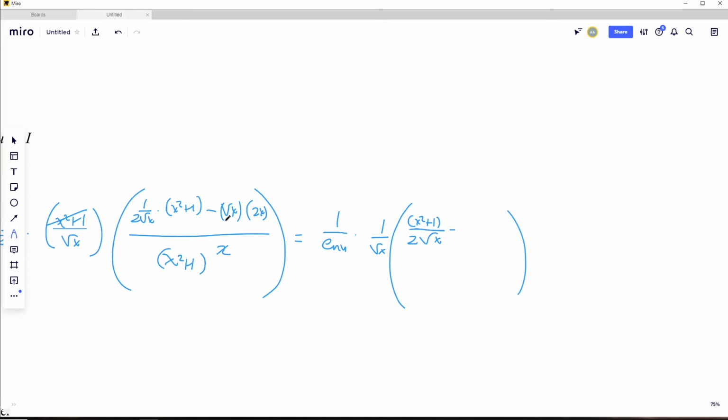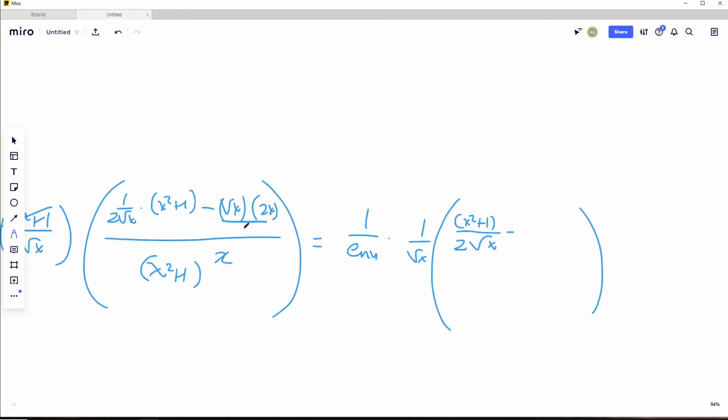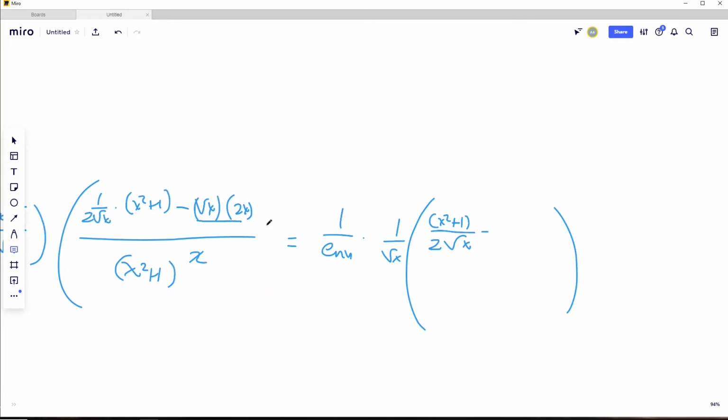Minus. Now to do the common denominator, I'm gonna divide by 2 square root of x, so I'm gonna multiply by 2 square root of x up. Square root of x and square root of x make an x, you're multiplying them. 2 with a 2 makes a 4. X with an x makes an x squared. So 4x squared. Let me erase them.